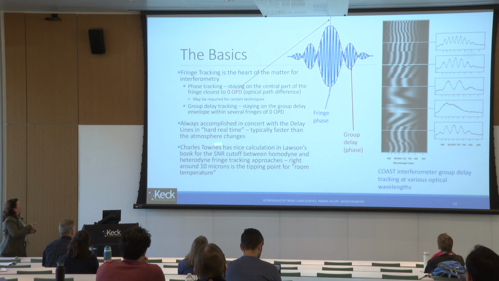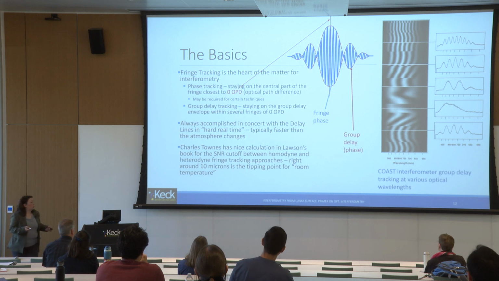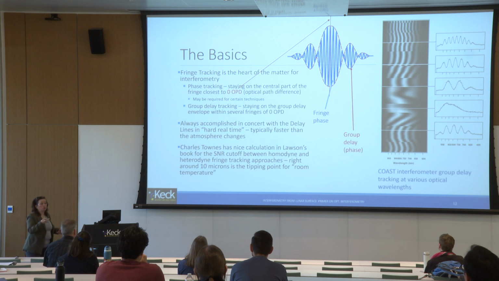There's a very nice calculation that was done by Charlie Townes in the Michelson Summer School first book from 1999 for the cutoff where the difference between where you can do the homodyne technique and the heterodyne technique. I'm not going to talk about that more than this little bit right here. The homodyne technique is when you put the fringes directly on the detector or on a beam splitter, for instance.